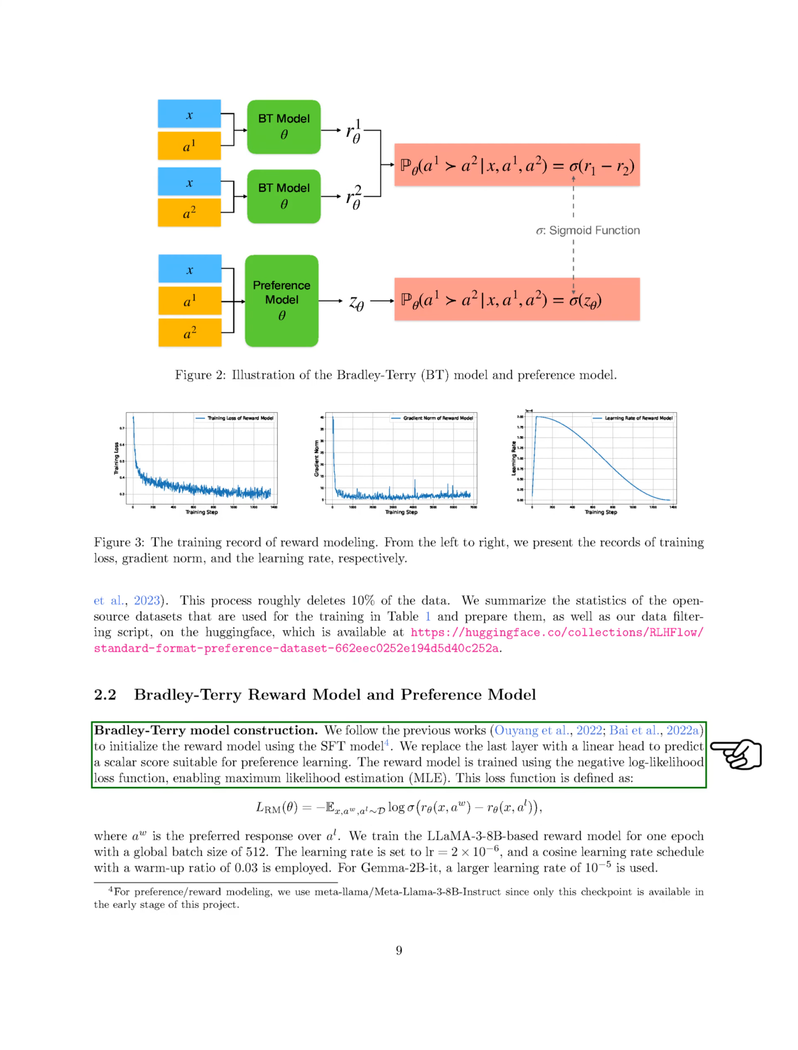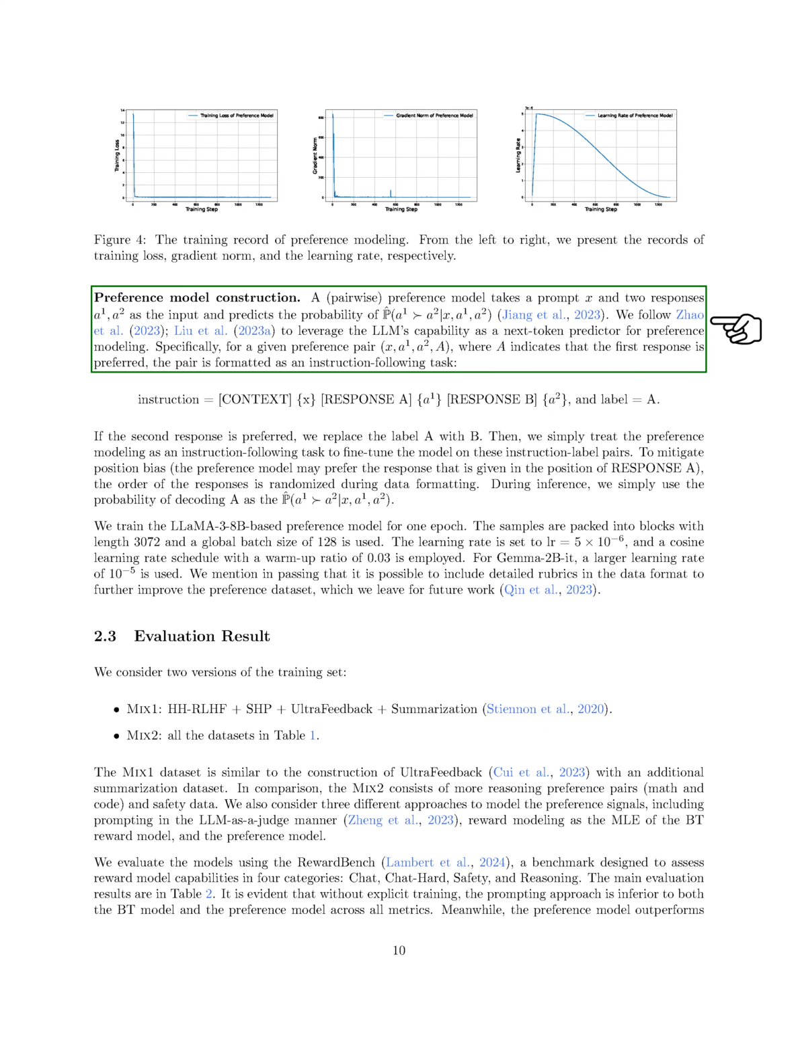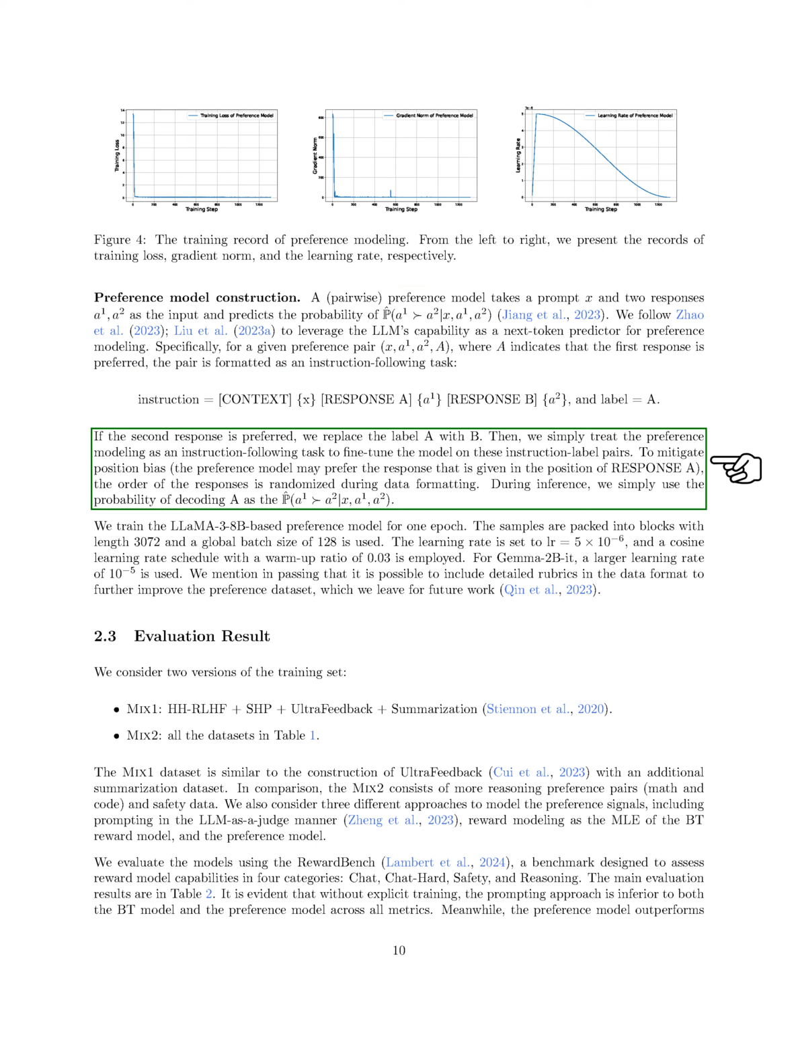In constructing the Bradley-Terry reward model, we initialize it using the SFT model and train it using the negative log likelihood loss function for MLE. The preference model, on the other hand, takes a prompt and two responses as input to predict the probability of one response being preferred over the other. We leverage the LLM's ability as a next token predictor for preference modeling. During training, we format preference pairs as instruction following tasks to fine-tune the model. To address position bias, we randomize the order of responses during data formatting. The preference model is trained for one epoch with specific batch sizes and learning rates.